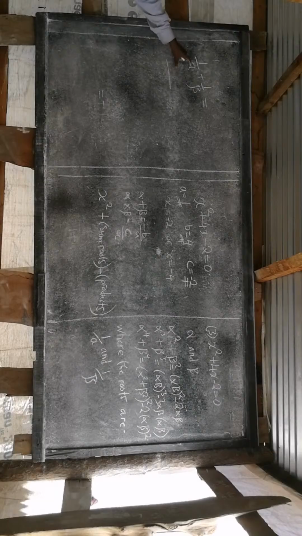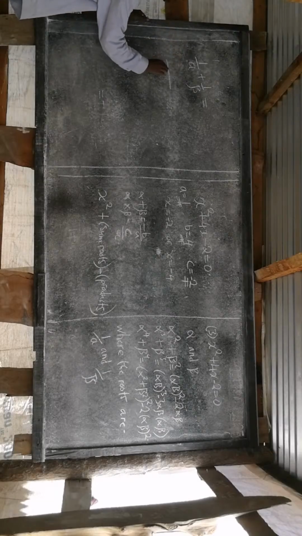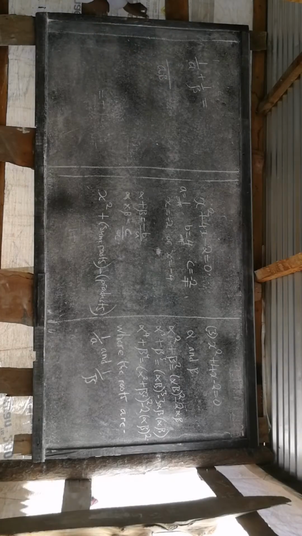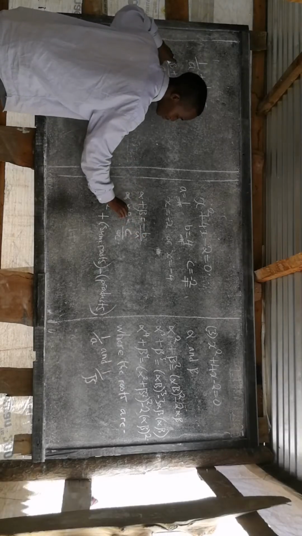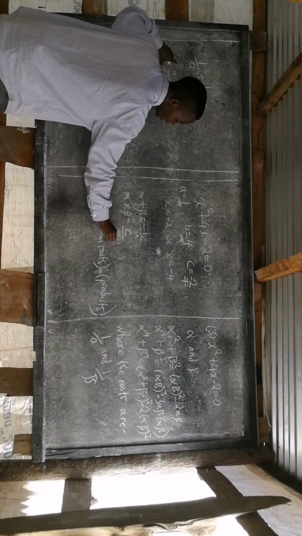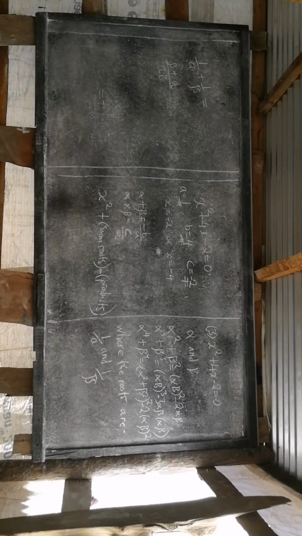This is the fraction. So here alpha beta is the common denominator. Then alpha goes into this, it will give you beta, then plus alpha. So this is what you have. We know that alpha plus beta is equal to negative b over a, and alpha times beta is c over a. That is what we have learned.